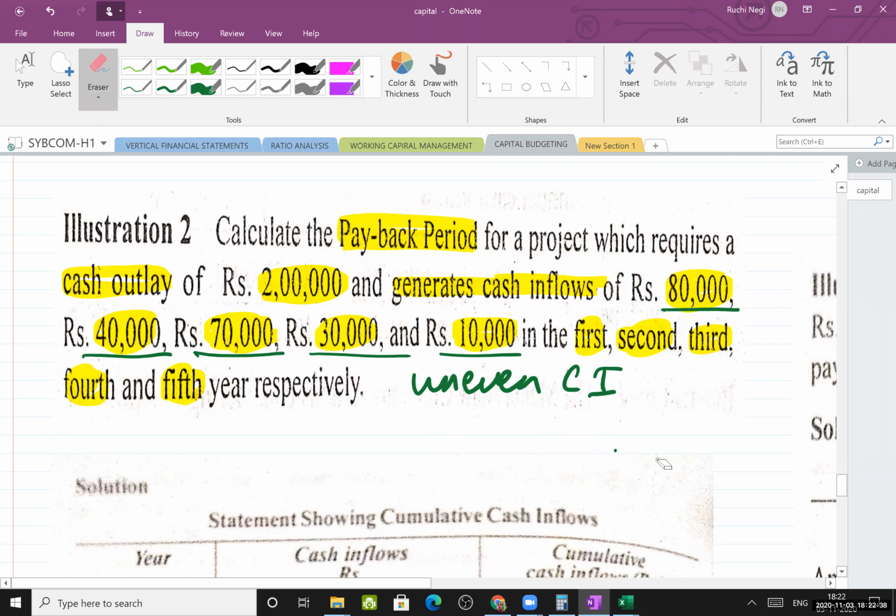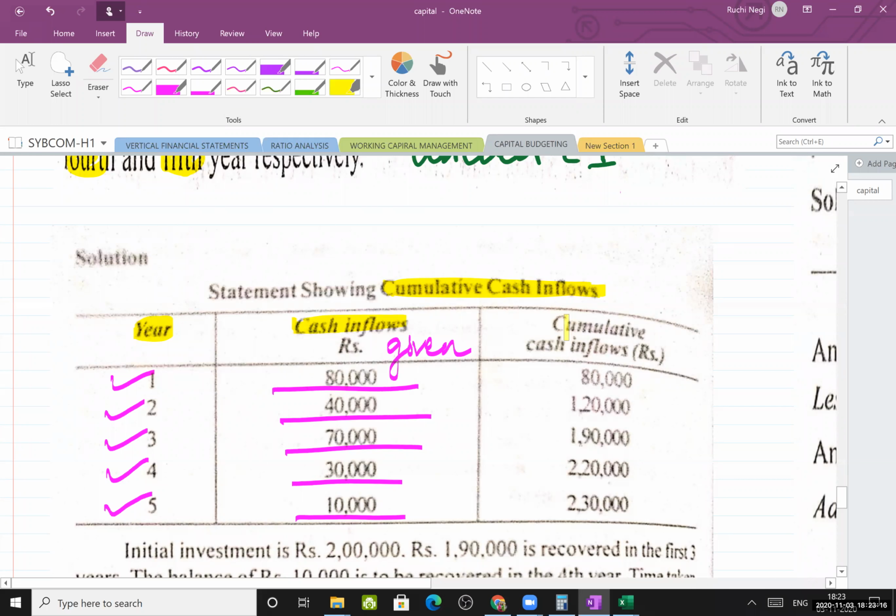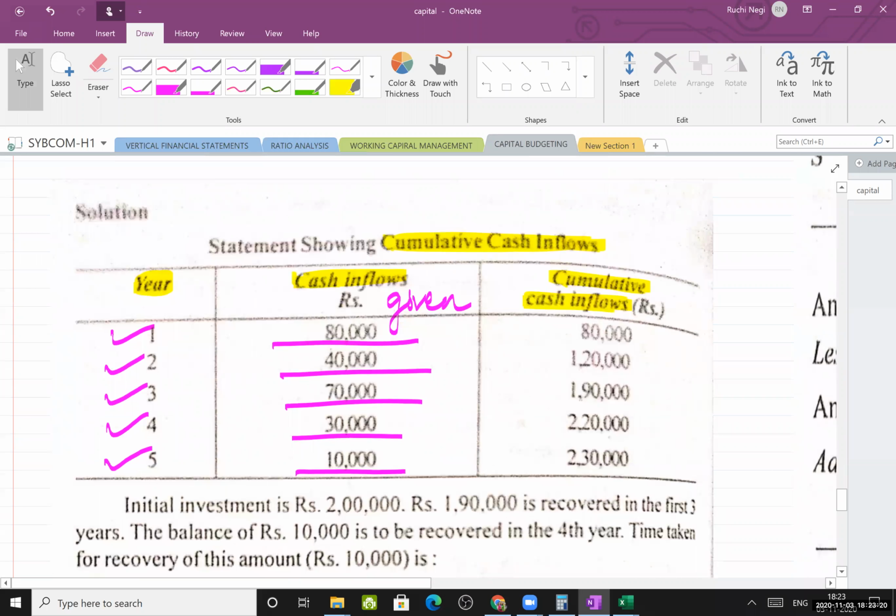In that you have to take the year. How many years are given to you? First year, second year, third year, fourth year and fifth year. Then cash inflow is given to you: 80, 40, 70, 30 and 10. Then you will calculate the cumulative cash inflow. How is it calculated?